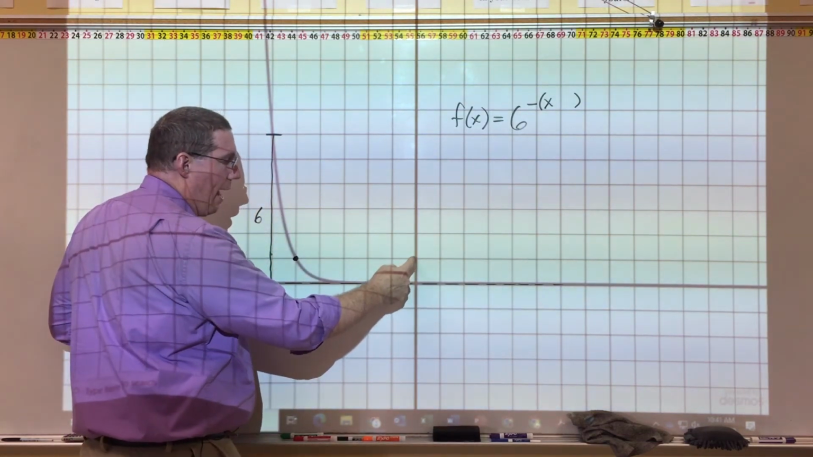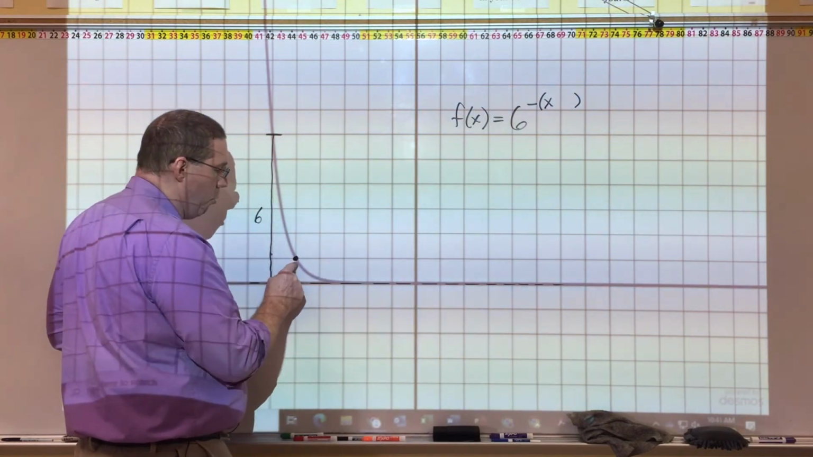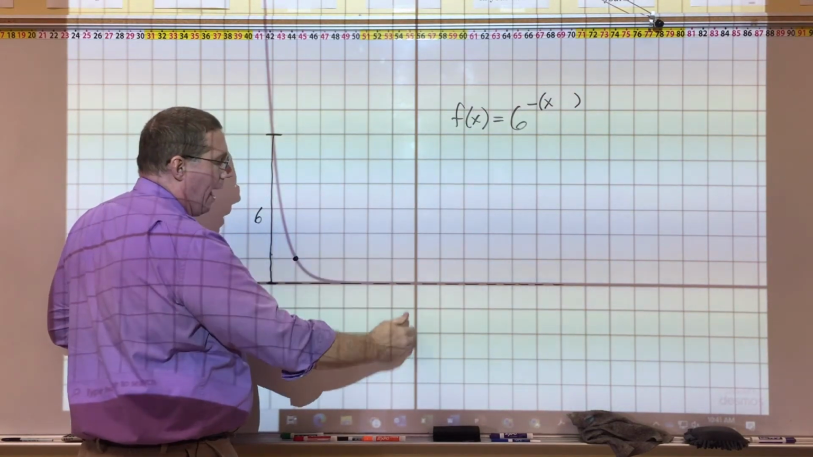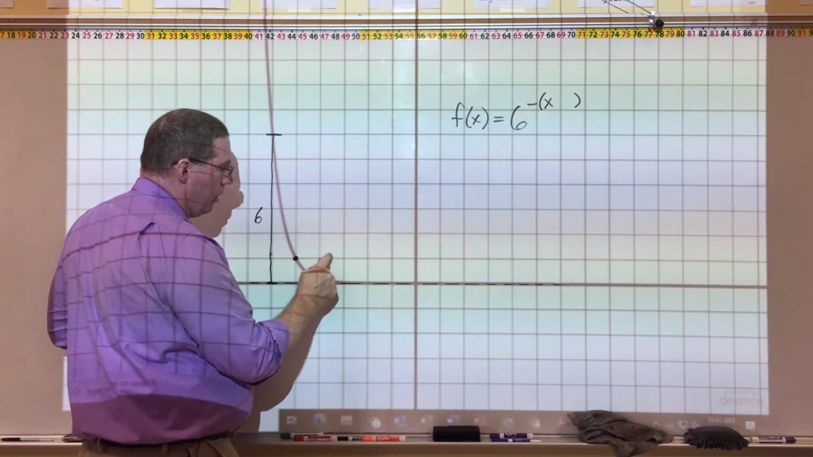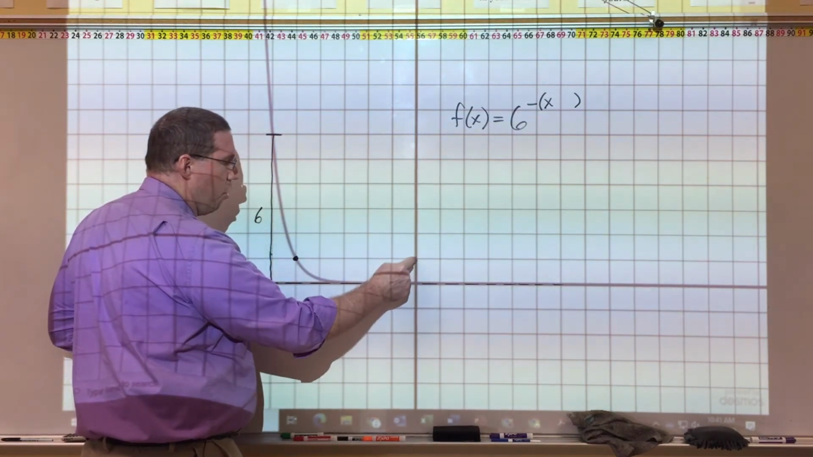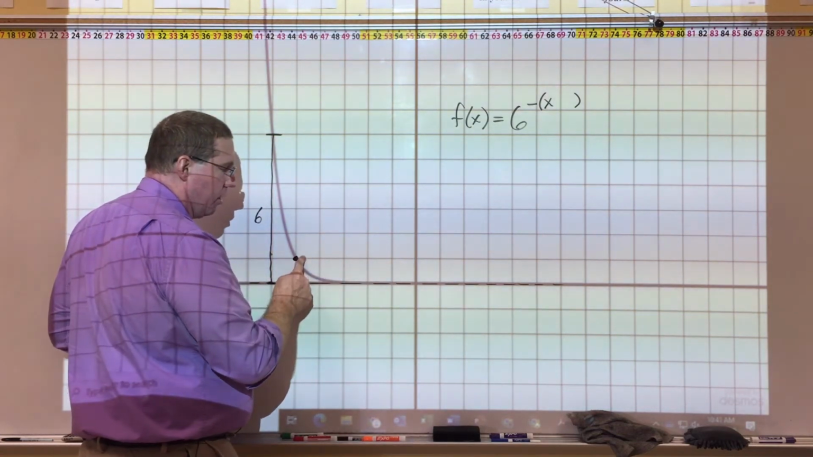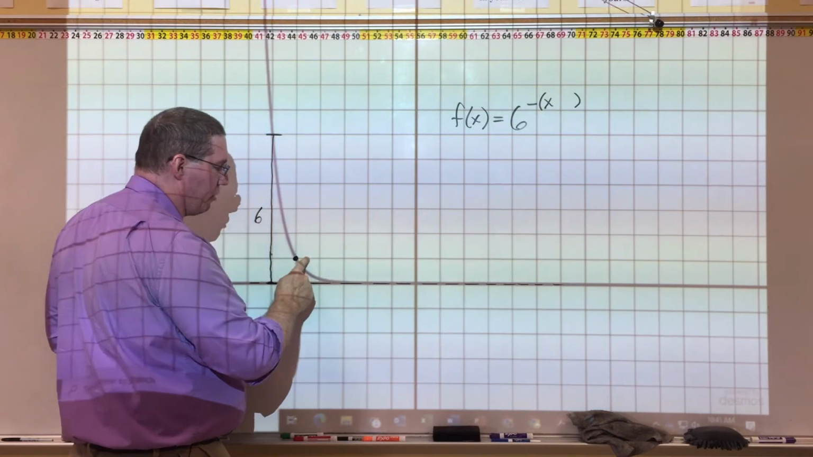Normally, here's the y-axis, right? And we know that our shift is however far that point is from the y-axis. So let's count. 1, 2, 3, 4, 5. This point is 5 units over from the y-axis, but it's in the negative direction, right? So we have a -5 shift.